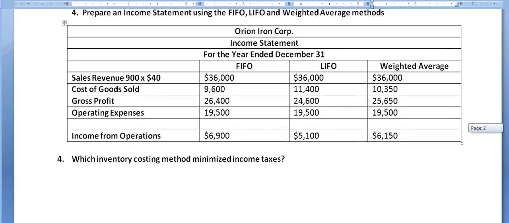So for our last question, which inventory costing method minimized income taxes? That would be LIFO. We're done with the problem demonstration.